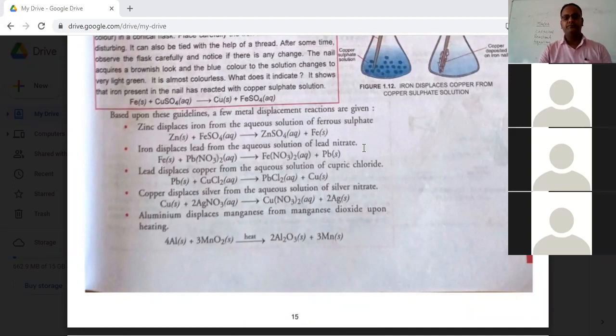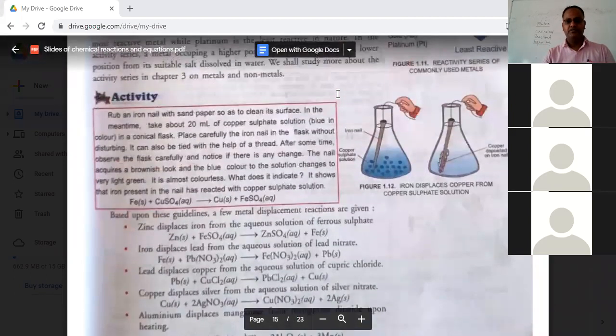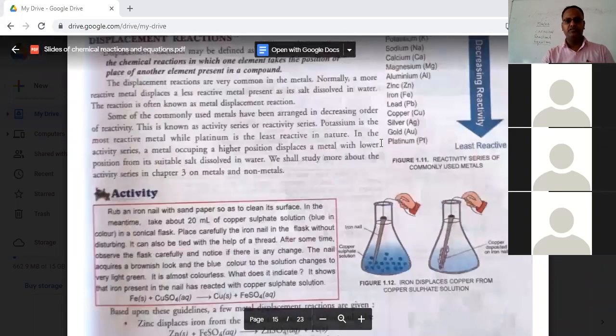And the next question: define precipitation reaction with example.